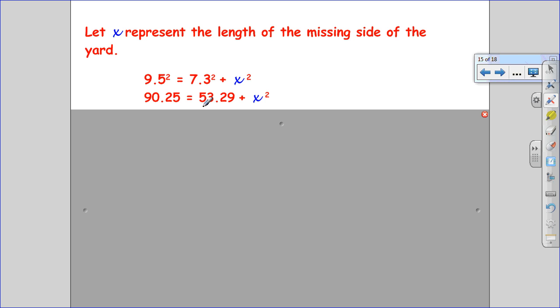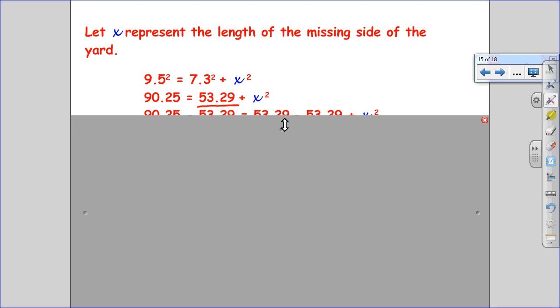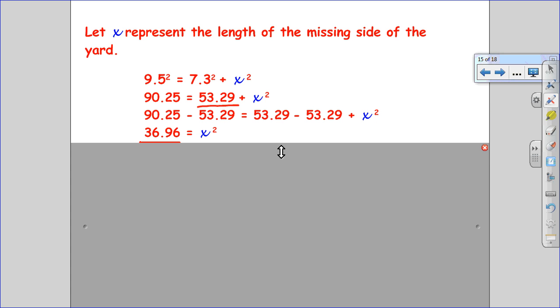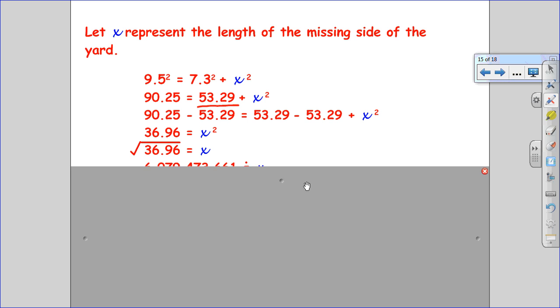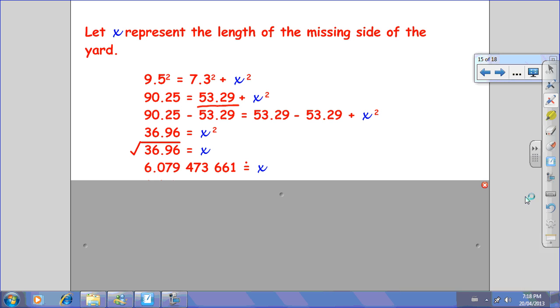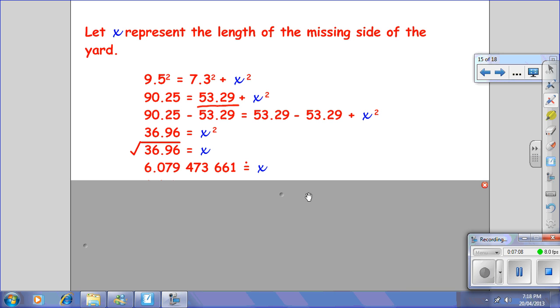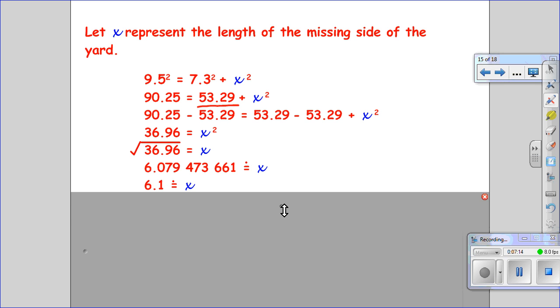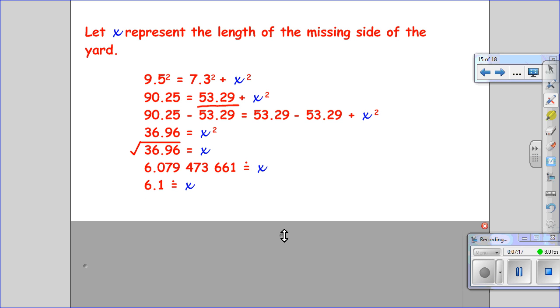So 7.3 squared with my handy dandy calculator gives me 53.29, and I want to get x squared by itself. In order to do that, I need to subtract 53.29 from both sides in order to keep my equation balanced. And once I do that, I find out that x squared is 36.96. And in order to isolate for x now, I need to take the square root of both sides. And once I take the square root, I've got this long number that doesn't stop. And because we have this long, ugly number that continues on and on forever on my calculator screen, I have to remember to put my dot above. And I rounded it to 6.1.